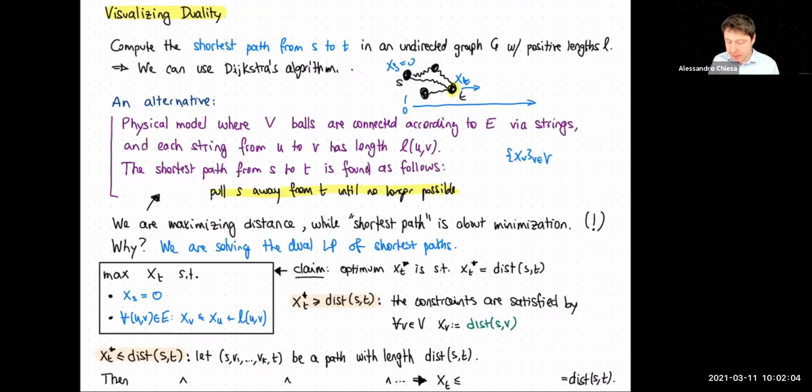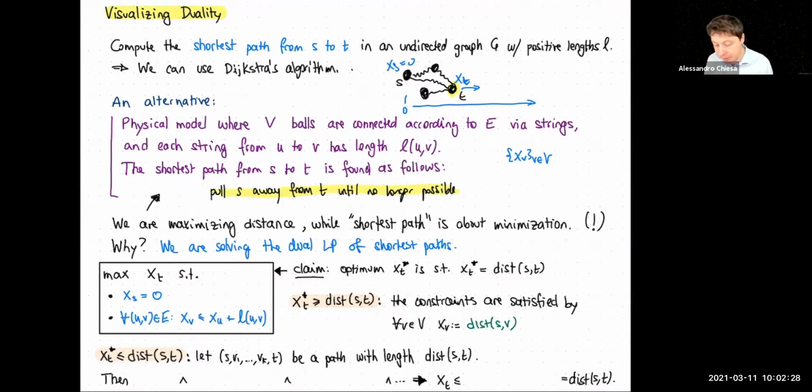Okay? That's not enough. I am claiming that the optimum here is precisely equal to the distance from S to T, that this linear program precisely lets me compute the distance from S to T. So I need to prove the other side of the inequality, that the optimum is at most the distance from S to T.